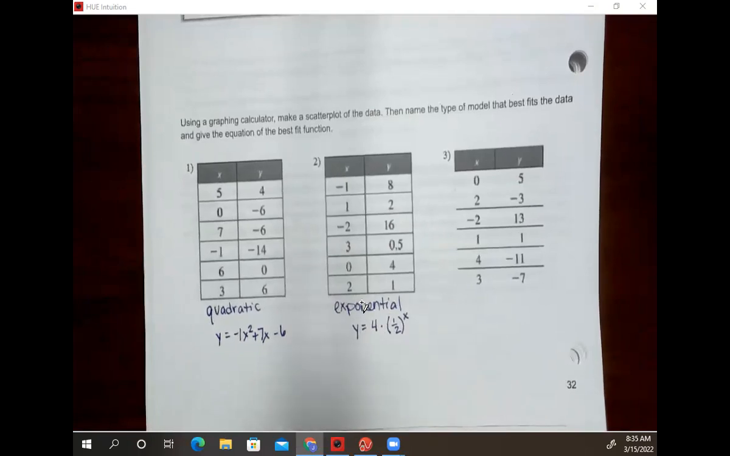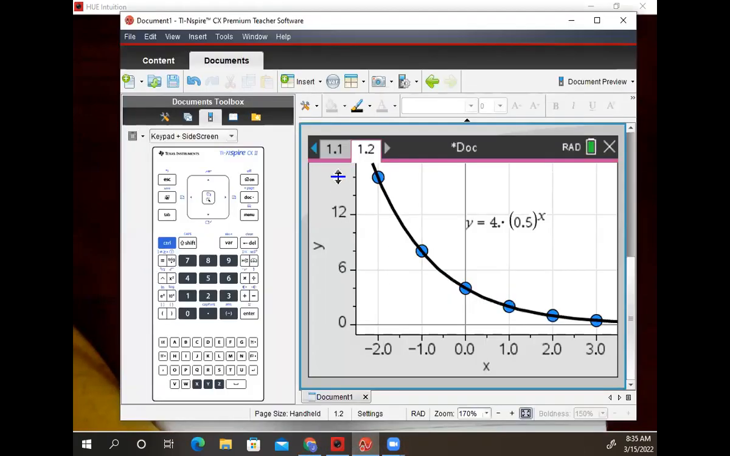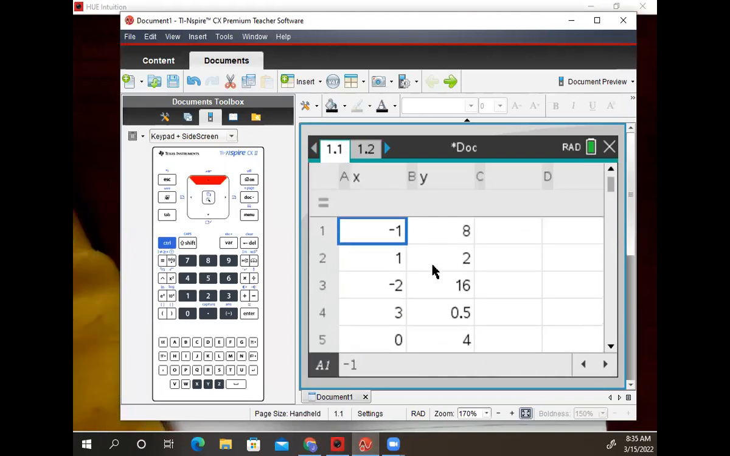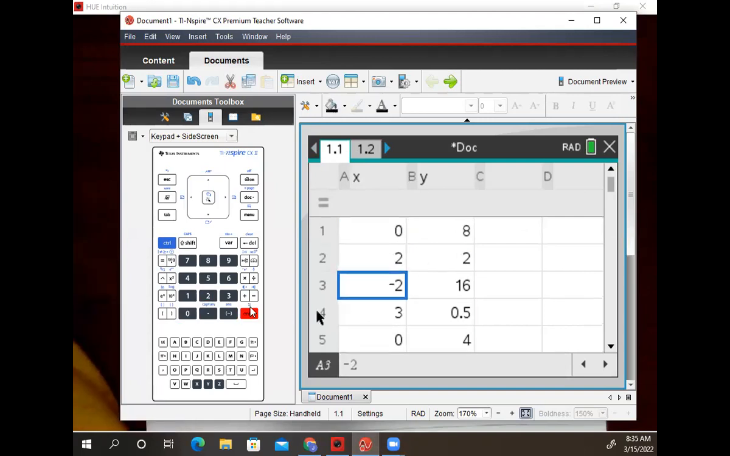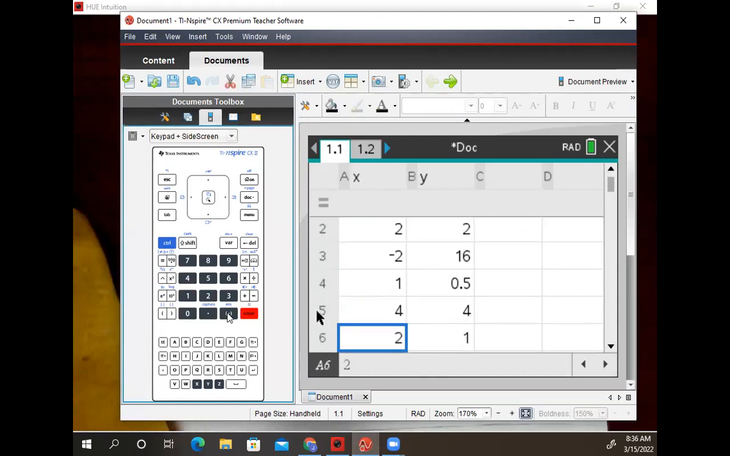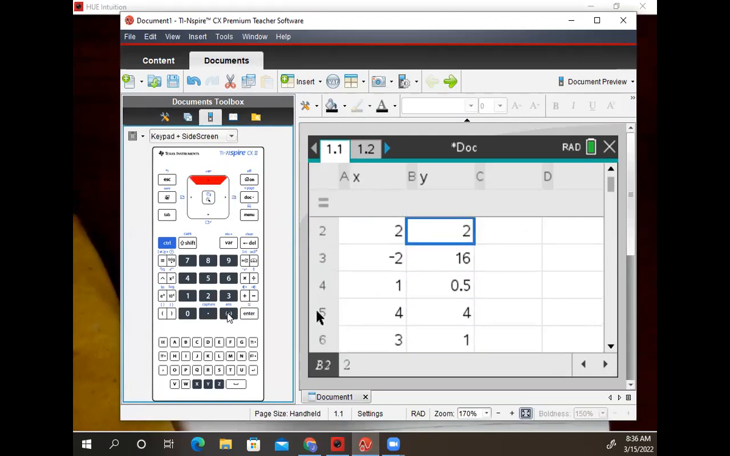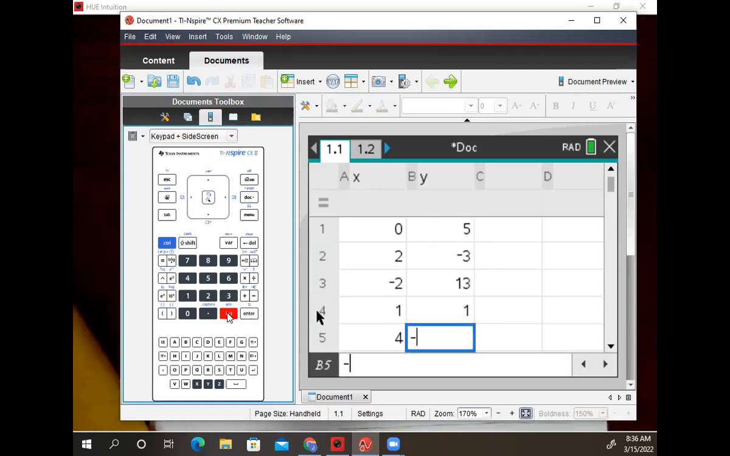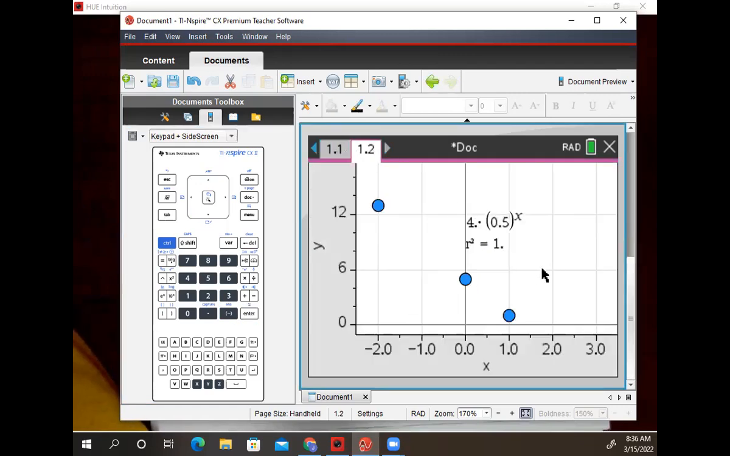Okay. And now we're going to do the same thing for number 3. So I'm going to go back to my calculator. I'm going to go back to the spreadsheet page. And again, I'm going to write over my data. So we have 0, 2, -2, which I think was already there. And I probably could have just left it, but that's okay. And now I'll rewrite over my y information. Okay, there we go. And then I'm going to hop back to my scatter plot page.